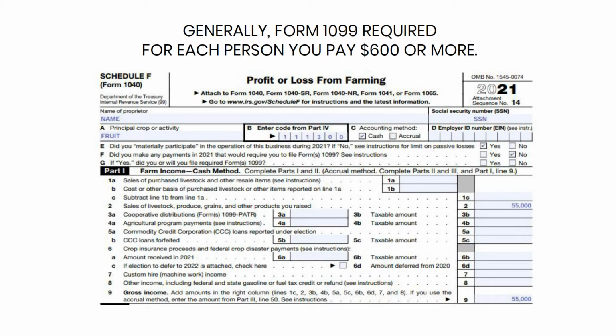On line 2, report the amount that you received from your sales. In this example, it is $55,000. Carry that down to line 9, as you did not have any other sales. This is your gross income.